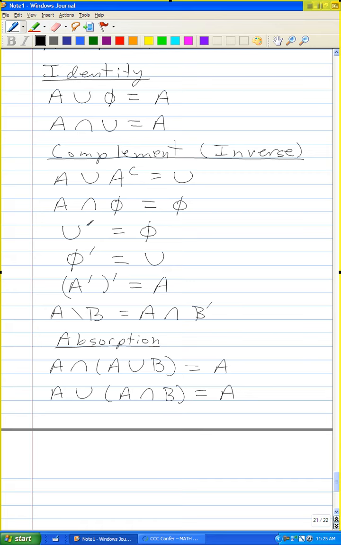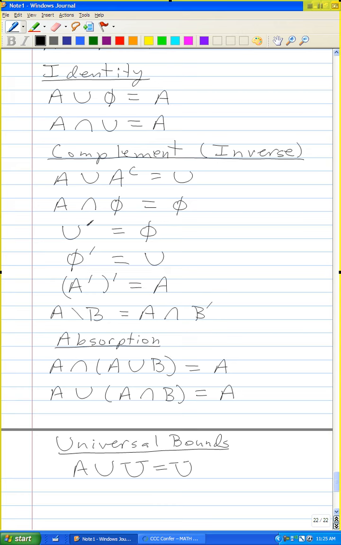And so, yeah, these are usually the property of zero, universal bounds. A union the universe is the universe.